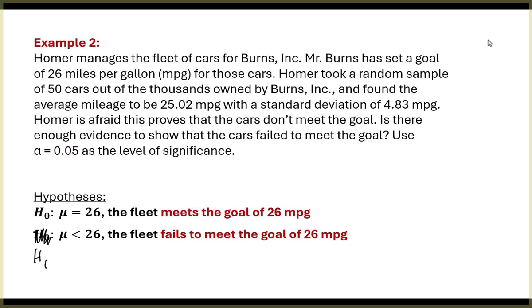So Homer's feeling bad because he thinks, well, I've failed as a manager of this, and we're going to do a hypothesis test to see if he really has or hasn't. I know this sample was smaller, but that doesn't mean overall that the cars are failing this. All right, so our null is, yeah, these cars are making it to 26 miles per gallon.